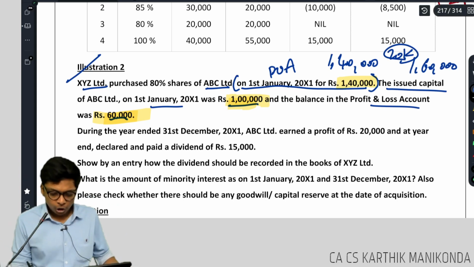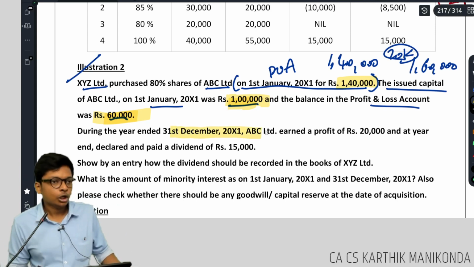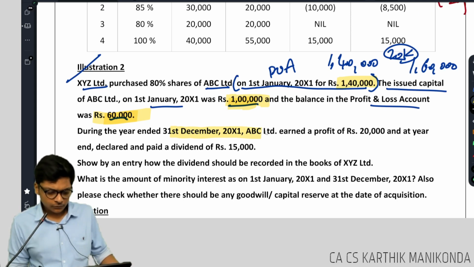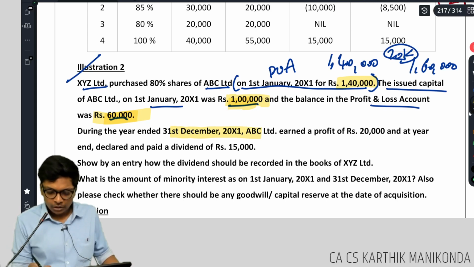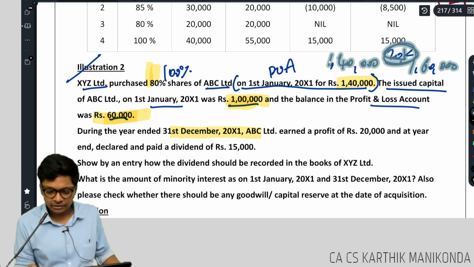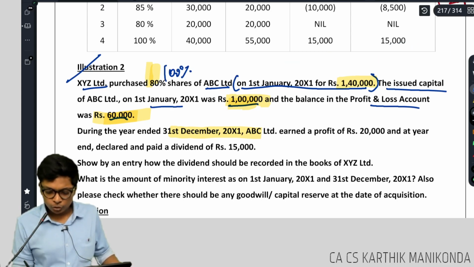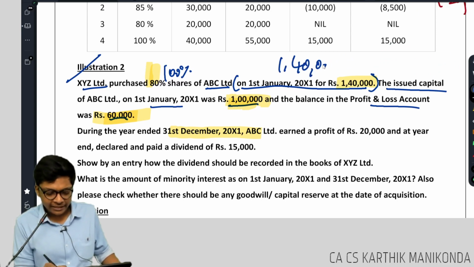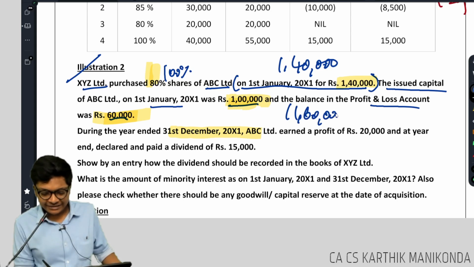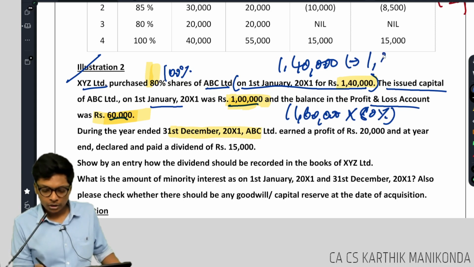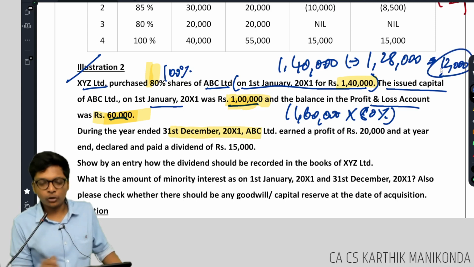During the year ended 31st December 2021, 80%. Correct. You will purchase 80%. Again, if you purchase 100%, 100% means it's correct, 20,000. That means we cannot do it like this. You're absolutely right. For those whose strike is right, 1,40,000 is what I paid. What you got is 1,60,000 into 80%. How much is that? 1,28,000. That means what comes? Goodwill. How much? 12,000.